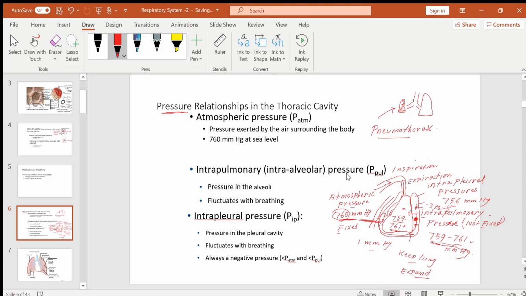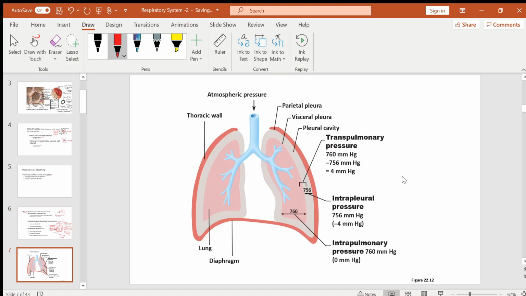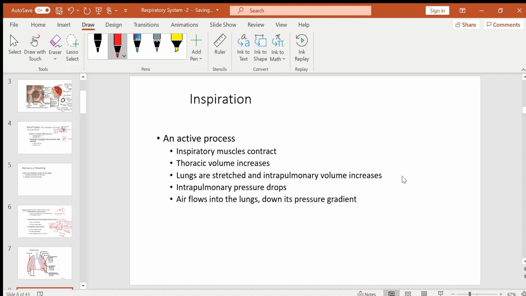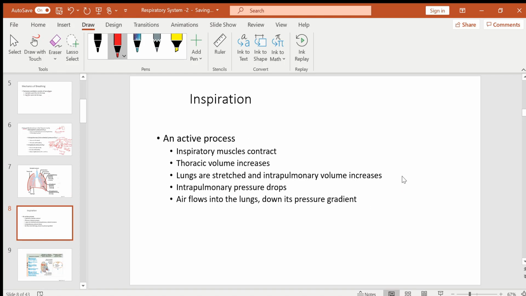Okay, so now you know those are the three pressures you need to know, and the pressure difference moves the air from inside to outside and outside to inside. So here you can see those that I just showed you in drawing. Now I told you, who changes the pressure? Why inside the lung the pressure is not fixed, the pressure is changing. 759 to 761, we'll see that.